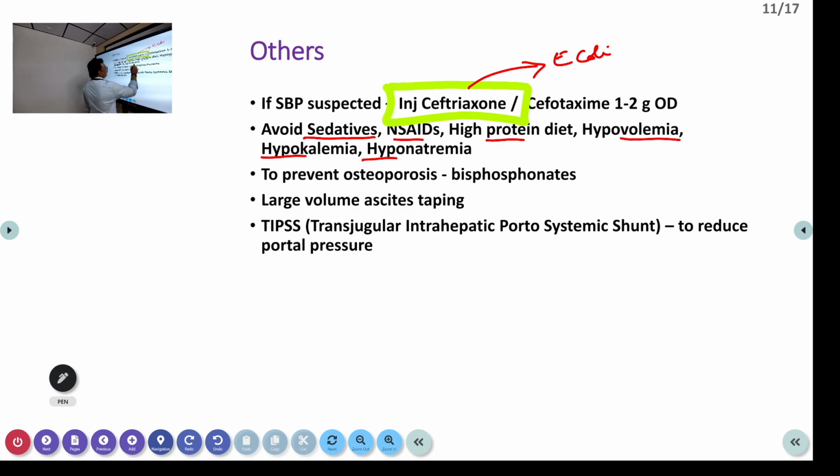Hyponatremia, you can get it in volume overloaded conditions, so we have to be very careful when we are treating hyponatremia. If you give 3% saline in a patient who is having hyponatremia due to volume overload, then it is going to deteriorate the situation. Many patients can have osteoporosis. We can give bisphosphonate, calcium and all. Large volume ascites, we have already discussed. Give albumin along with large volume ascites tapping. Transjugular intrahepatic portosystemic shunt can be given to reduce the portal pressure in many patients who are having portal hypertension.